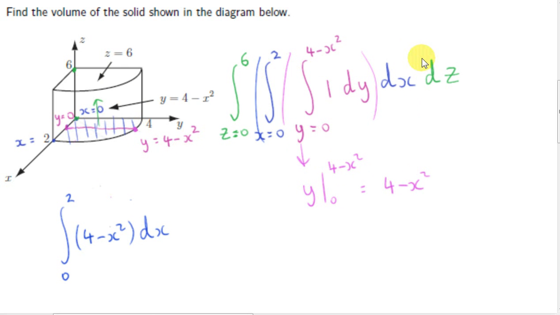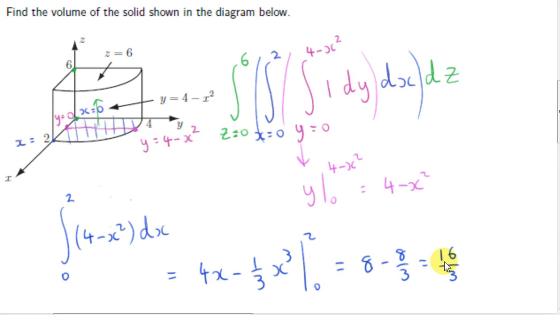Okay, so now we take the next integral. So this is straightforward as well. Integrate 4 with respect to x, get 4x, then we get minus a third x cubed, and our limits are from 0 to 2. If we work this out, we get 16 over 3, so that's the area of the cross section.